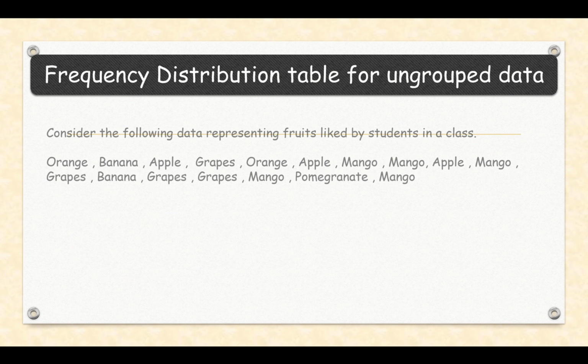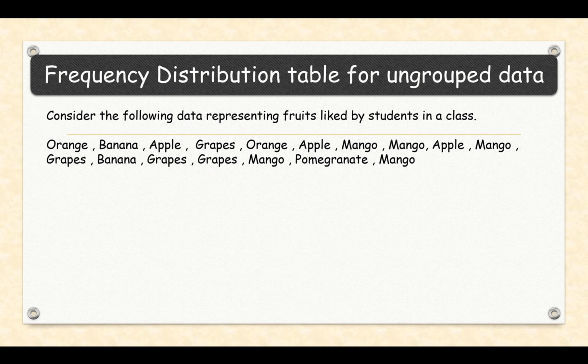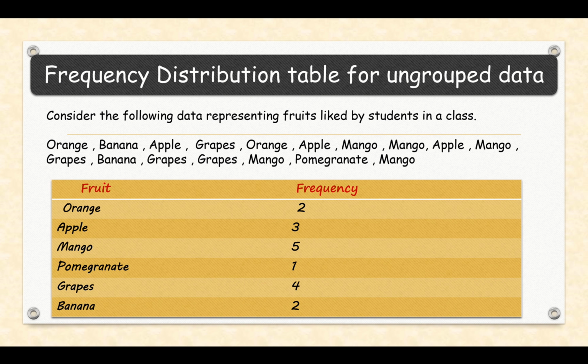Suppose, consider the following data representing fruits liked by students in a class. So this is the given data. To create a frequency distribution table, first list all the fruits, then write the frequency. That is how many times each fruit is repeated. If you observe, orange appears 2 times. In the frequency column, write 2. Mango appears 5 times. Write 5 in the frequency column. Do the same for the remaining list of fruits. This is how we create a frequency distribution table for an ungrouped data set.